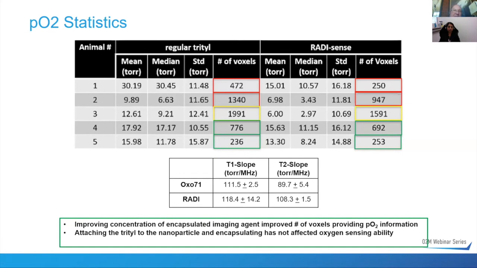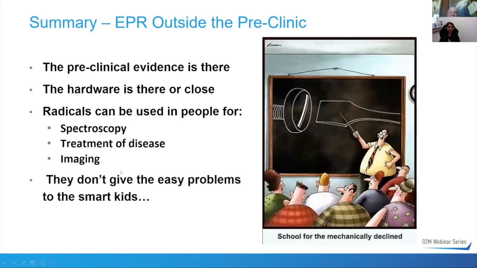And that was really the goal of this proof of concept study, that you did not have to make special allowances for the encapsulated imaging agent. And then we have some T1 and T2 slope values here that are comparable for the anchored encapsulated agent versus the free trittle in solution. So it's certainly true that we need to improve the signal to noise of the encapsulated imaging agent, but we were able to retain oxygen sensitivity and calculate quantitative PO2 maps with it.